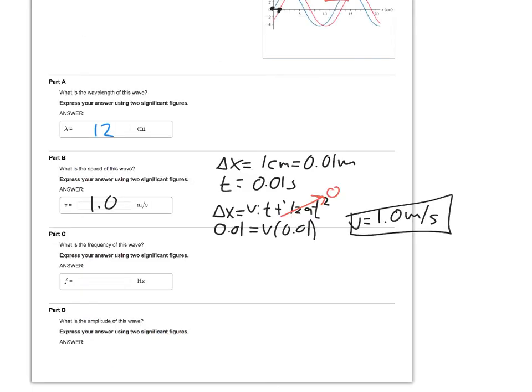Our next question here asks for the frequency of the wave, and so for that I can say velocity equals wavelength times frequency. I know my velocity is 1 meter per second, I just found that. My wavelength was 12 centimeters, or 0.12 meters, and my frequency is what I'm looking for. So when I go ahead and solve for that, I'm doing 1 divided by my wavelength, I end up getting a frequency here of 8.3 hertz.